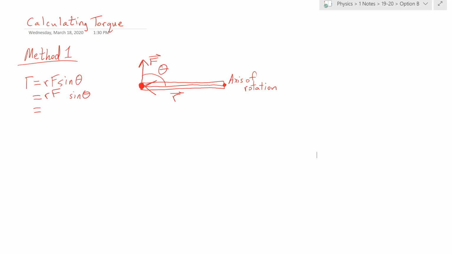By the way, the units of torque you can get from looking at the formula. r has units of meters, and F has units of newtons. Sine theta is unitless, so what are the units of torque? The confusing thing here is that the units of torque are newton meters. We've encountered that before. And the place that we encountered it before was a newton meter is a joule.